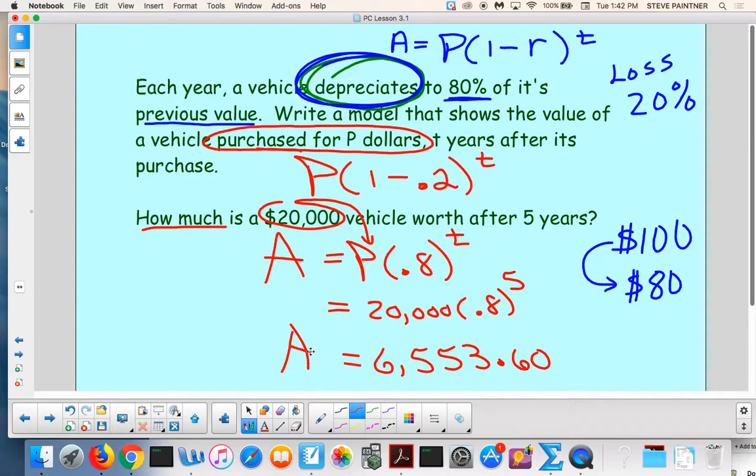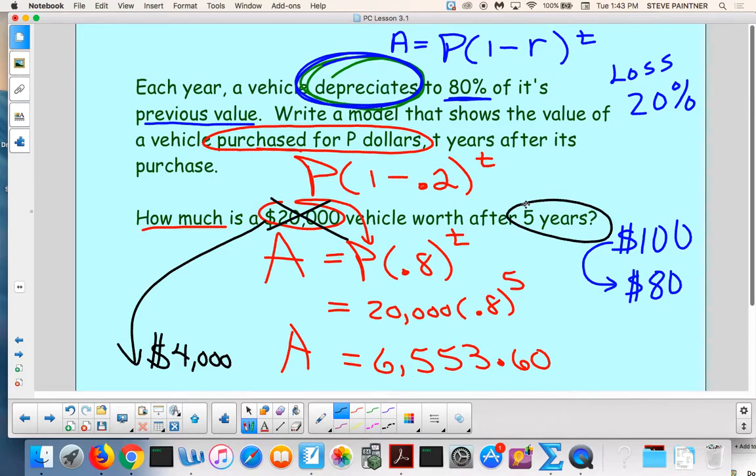Okay, so look. Let's be realistic. You're 16, 17, 18 years old. What kind of car should you buy? Not this one. Hey, I'll meet you somewhere in the middle. I'll go for it. Go buy yourself a $4,000 car. Tell me how much it's worth after 5 years, and here's your decay rate right there. Do it.